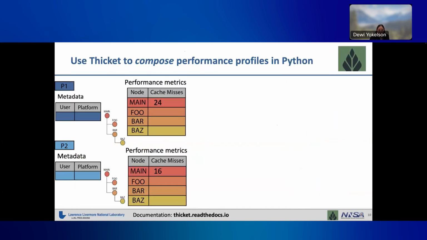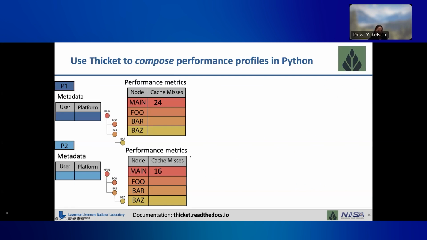Okay, so how does Thicket relate to that? Thicket can compose performance profiles together. Hatchet is really useful for looking at one profile, for comparing maybe two profiles. But as soon as you try to start scaling, it becomes unwieldy. And so Thicket's aim is to fill that gap.